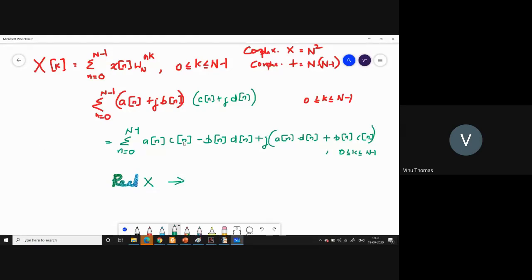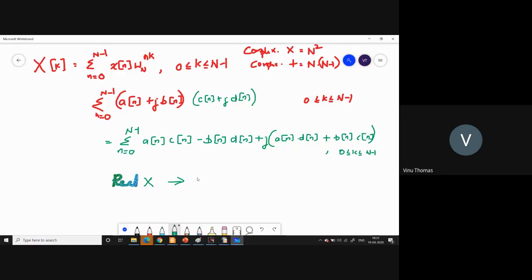Tell me how many real multiplications are there. Here you have a multiplication, 1. Here you have another multiplication. This is 3 and this is 4. So in place of this one complex multiplication, you have 4 real multiplications here. Right?